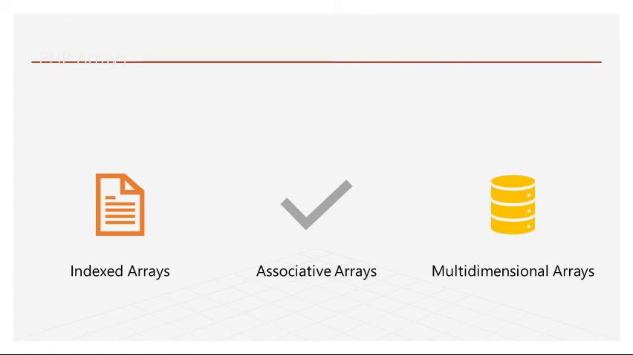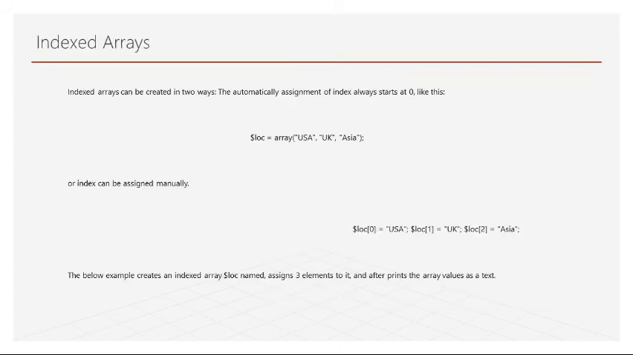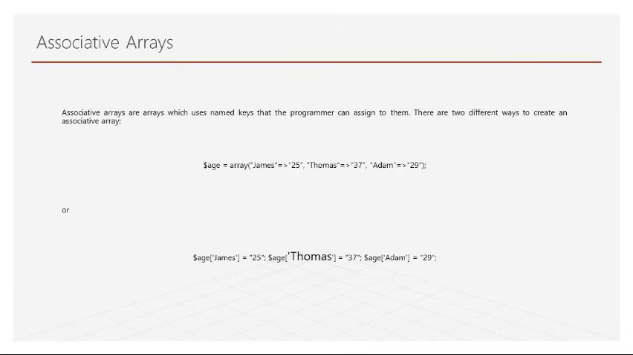Indexed arrays are arrays specified with a numeric index. Associative arrays are arrays specified with named keys. Multidimensional arrays are arrays containing one or more other arrays. Indexed arrays can be created in two ways. The automatic assignment of index always starts at 0. Associative arrays are arrays which use named keys that the programmer can assign to them. There are two different ways to create an associative array. We can learn more about how to use arrays to store multiple values in a single variable for further processing in the practical video lectures.